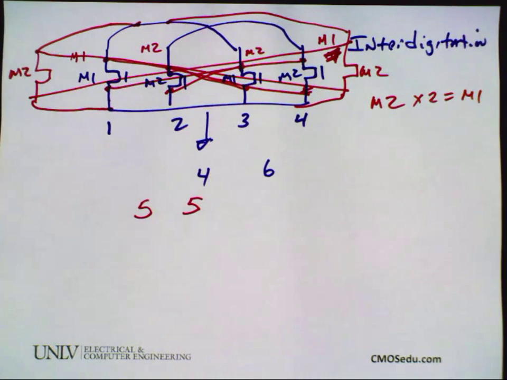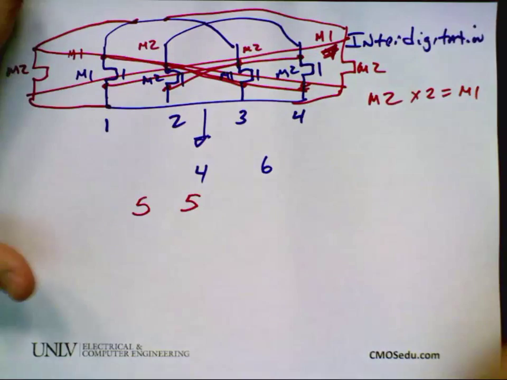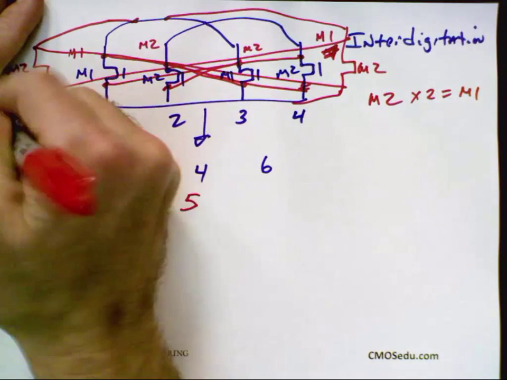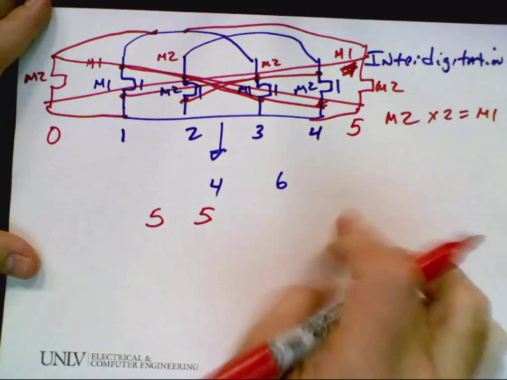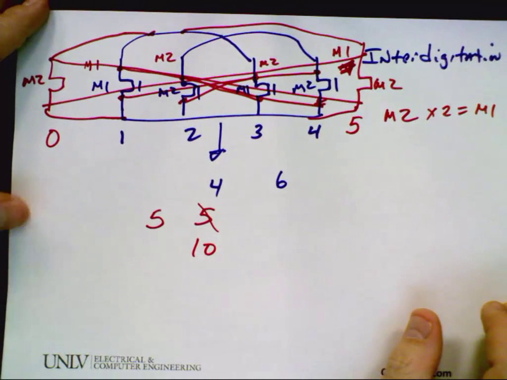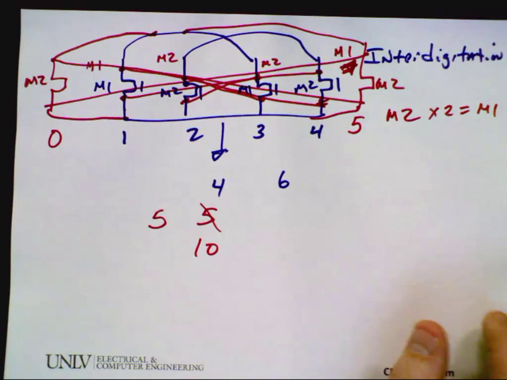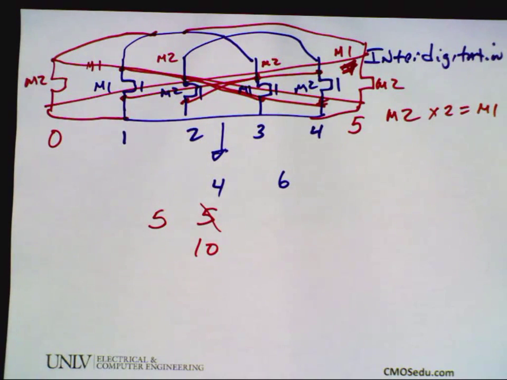Oh, wait, does everybody see that? So these two on the edge keep it balanced, and they cross right in the middle. So if I were to go, this was 0, and this was 5, then M2 would now be 10, and twice as big. Does everybody follow? Tell me another way to do the layout in common centroid with M2 being twice as big.